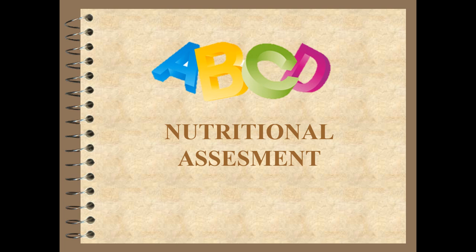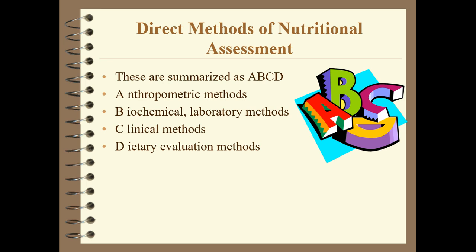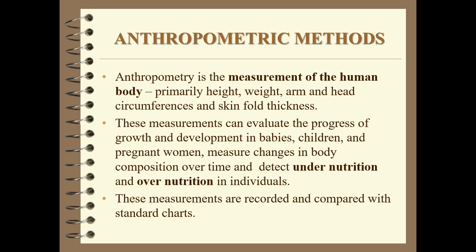All right. Now, nutritional assessment can be divided into 4, sometimes 5 parts. Right? You have A, B, C, and D. And some will go as far as to say E, which means ecological methods, but we're not going to go into that one in this presentation. We're going to just focus on the first 4: A, B, C, and D. A is anthropometric methods, B, biochemical methods, C, clinical methods, D, dietary evaluation methods.